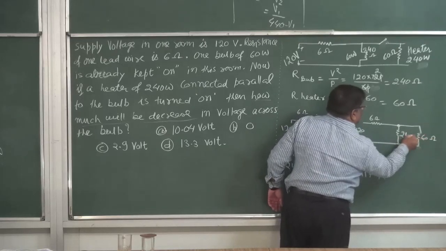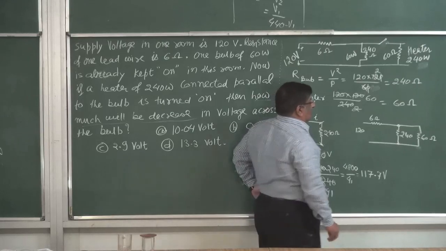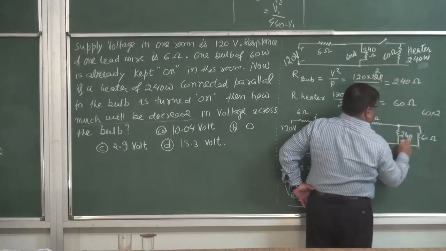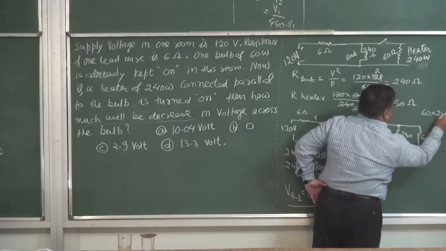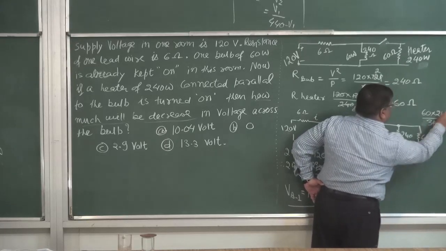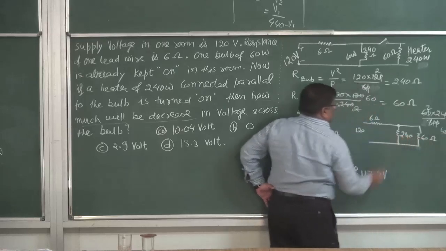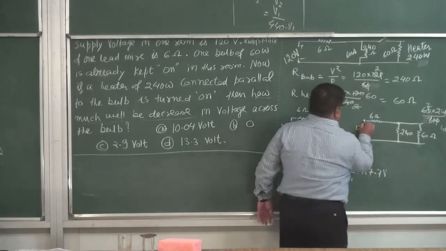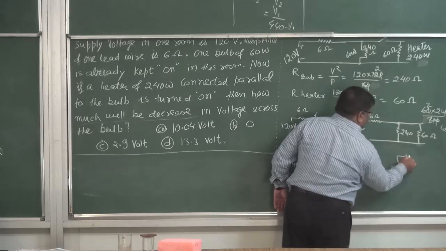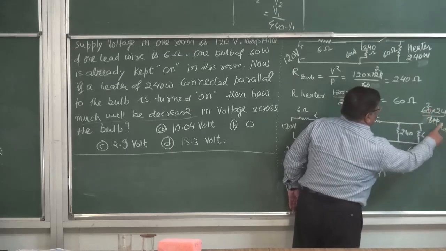Now 240 and 60, they are parallel to each other. If they are parallel to each other, then what will be the total resistance? Total resistance will be 60 into 240 divided by 60 plus 240, that is 300. This is 48 ohm together. So now it will be 120 volt, 6 ohm, 6, 240 and 60 in parallel, this has come to 48.